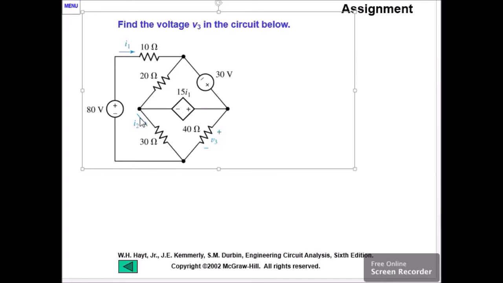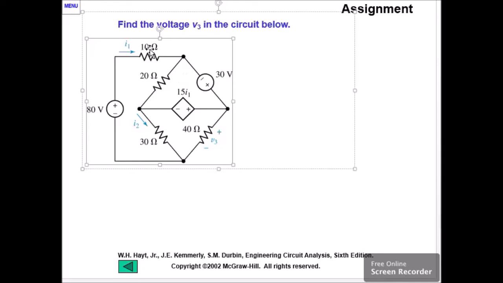But if gagamitan nyo to ng mesh, pwede din naman. Pagka ginamitan nyo to ng mesh, meron kang ilang mesh currents. Meron kang mesh current I1. This is mesh current I2. Mesh din naman to. And then mesh 3. Okay? So, ma'am, paano po itong mga label dito? Pwedeng disregard nyo muna siya.